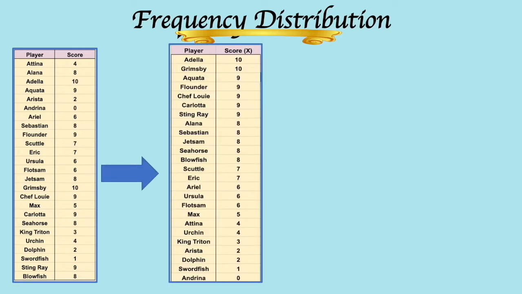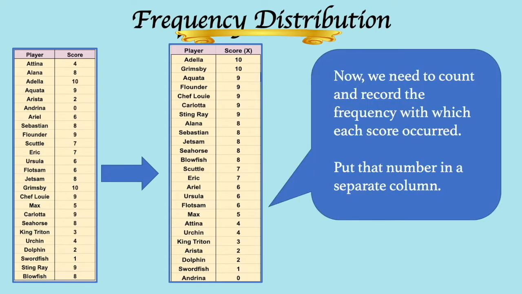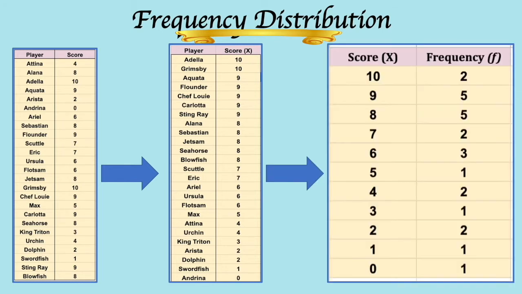So 10 is the highest number, 0 is the lowest number. And then what we want to do is add that F column, that frequency column, to show how many times that particular score occurred. So that should give you a chart like this. The score of 10 occurred twice, the score of 9 occurred 5 times, the score of 8 also occurred 5 times, and so on and so forth till you get to the very bottom, the score of 0, which only occurred 1 time. So this is an example of a frequency distribution.